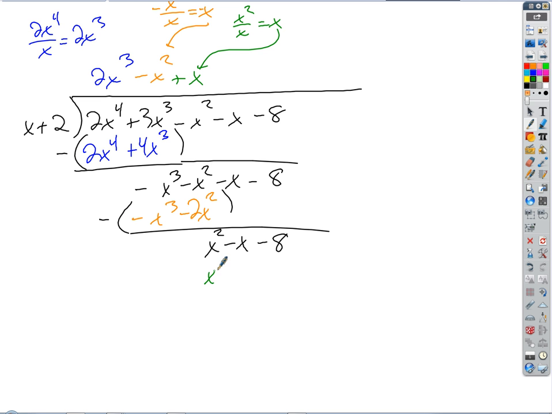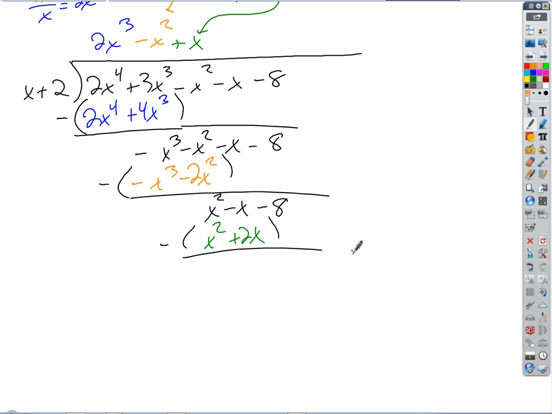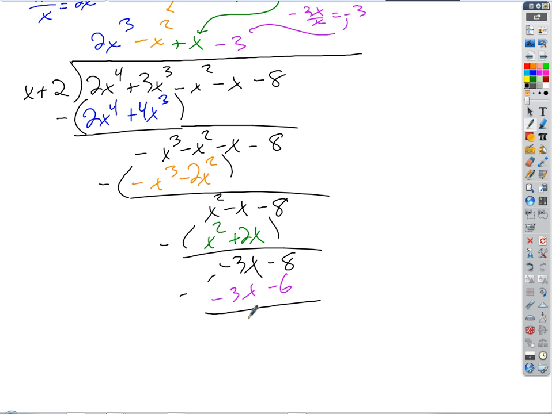We'll distribute that through and get x squared plus 2x. We'll subtract. First term cancels. Negative x minus 2x is negative 3x. And then, let's see, finally, last term. Negative 3x over x equals negative 3. So negative 3 is the last part, right? We distribute that through, and we get negative 3x. Negative 3 times 2 is negative 6. We subtract, and we get a remainder of, the x's cancel, negative 8 minus negative 6 is negative 2. Right? Because remember, I'm subtracting a negative, so I'm adding.